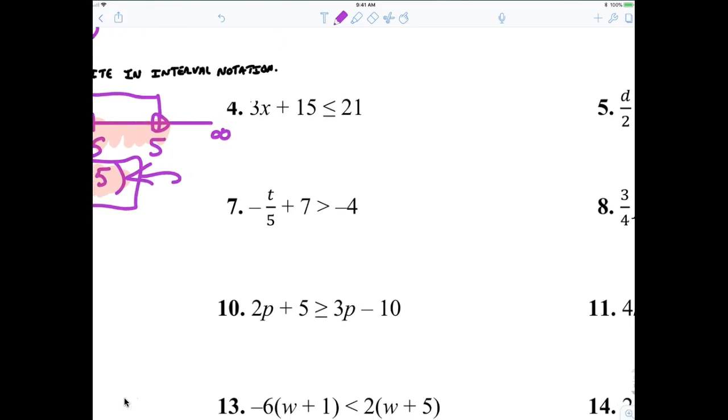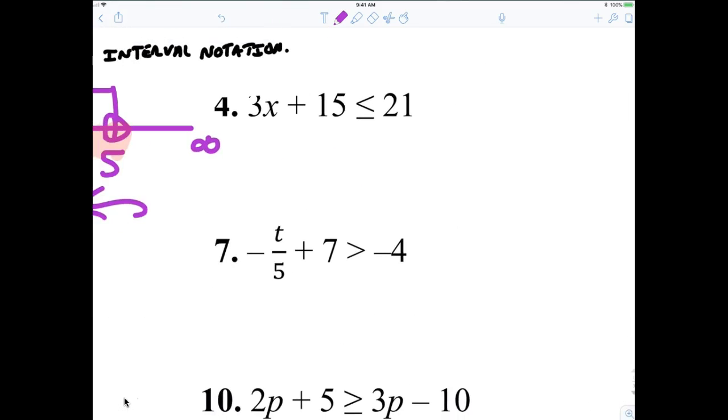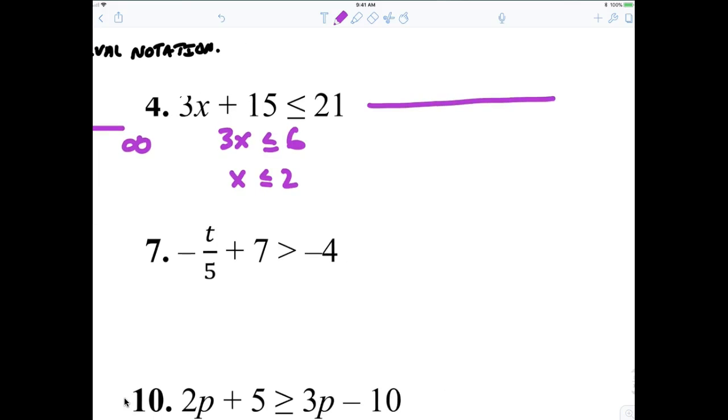So here we go with number 4, please. So I'm going to do what first? Subtract 15. So I end up with 3x is less than or equal to... So x is less than or equal to 2. X is less than or equal to 2. So now, I'm not expecting you right now. I just think it's easier to draw quickly a number line until you get used to it. If I'm less than or equal to 2, it's a solid dot going to the left. Does anybody have any issues with that?